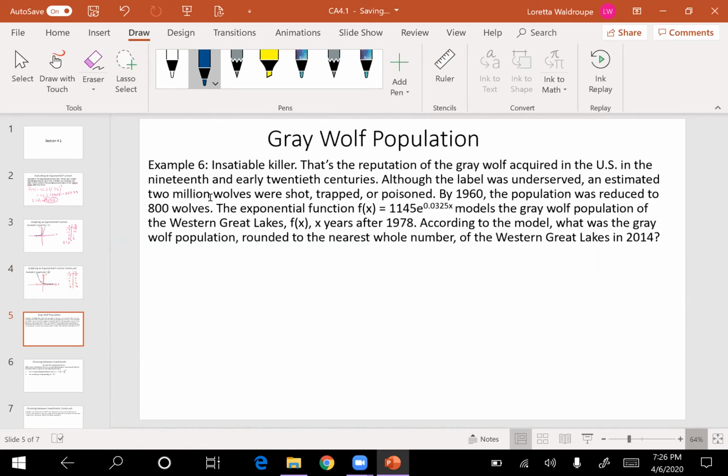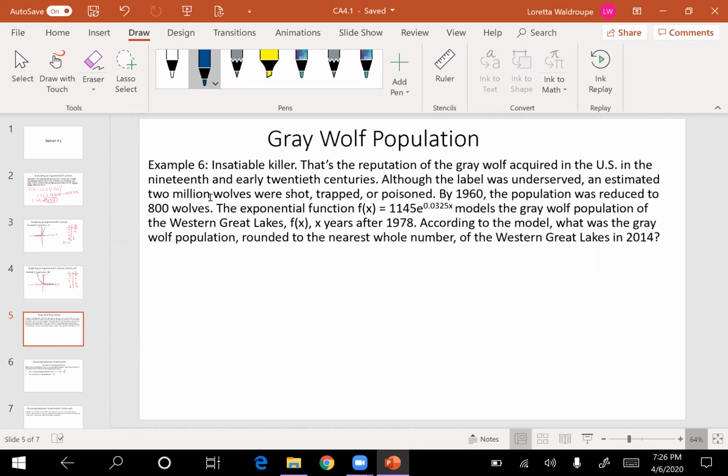Okay, the gray wolf population. Insatiable killer. That's the reputation the gray wolf acquired in the U.S. in the 19th and 20th century. Although the label was undeserved, an estimated 2 million wolves were shot, trapped, or poisoned. By 1960, the population was reduced to 800 wolves.